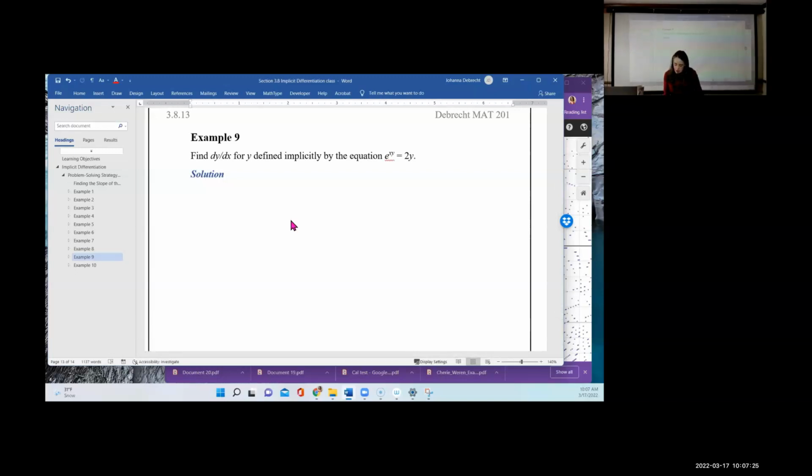So E is called Euler's number for Leonhard Euler, who is one of the most prolific mathematicians of all time. He was phenomenal. 2.71828 1828459, blah, blah, blah. It is an irrational number. Euler was a truly amazing mathematician.